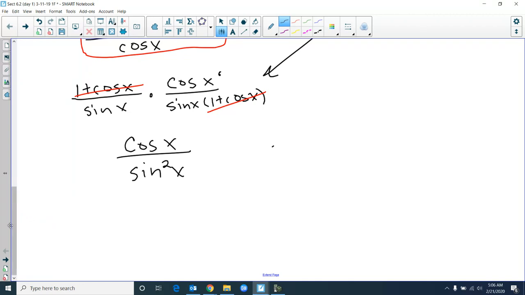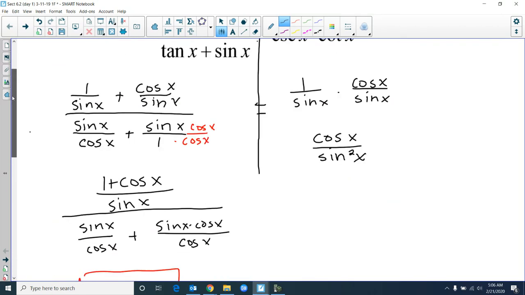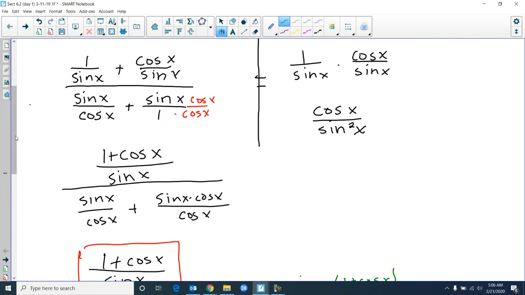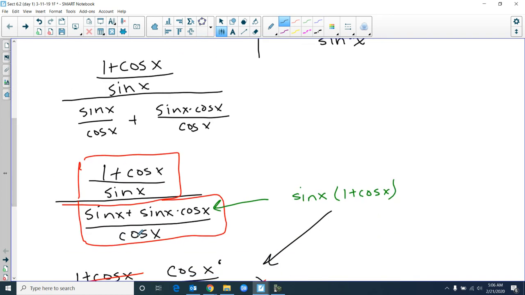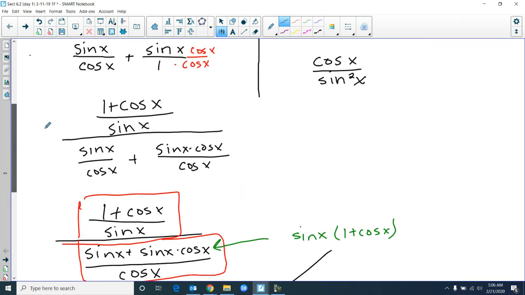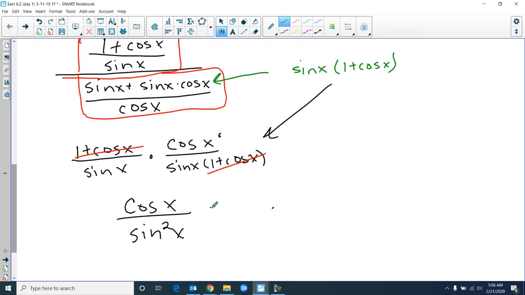Okay, so there's that identity. A couple of things that come up a ton are: when you have two fractions, getting a common denominator, and then having a fraction over a fraction, being able to multiply those together, keep, change, flip. And then we got our final answer there, cosine of x over sine squared of x, which matches up with the other side. All right, so just another identity, making sure you're okay with those.